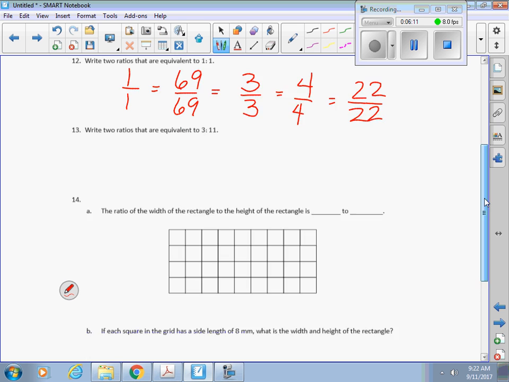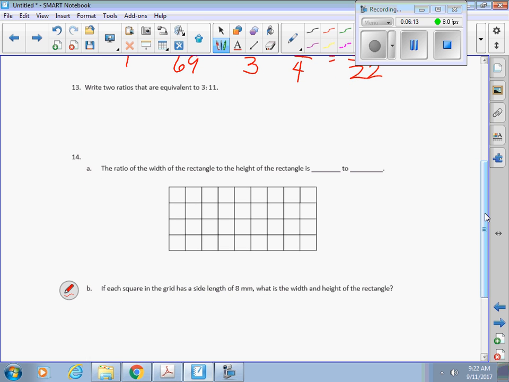All right, let's move on to the next one. Write 2 ratios that are equivalent to 3 to 11. Again, I recommend writing this in fraction form. So let's see, Tim, what do you have? 12 to 44. What did he multiply both the top and bottom by to get that scaled up ratio, Will? Times 4, very good. 3 times 4 is 12, 11 times 4 is 44.